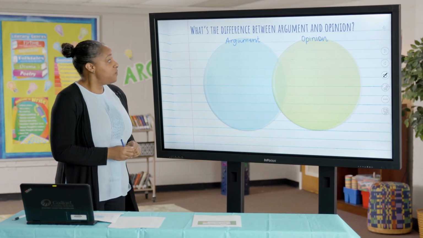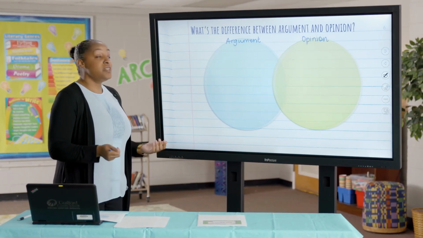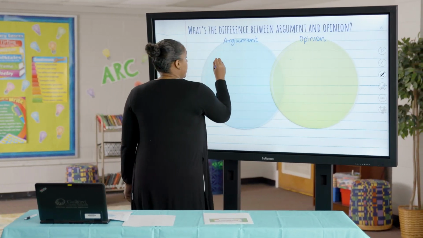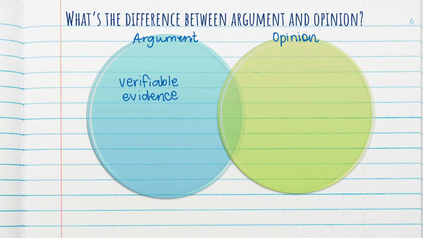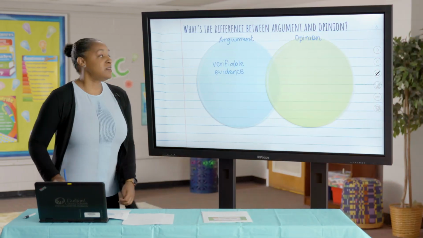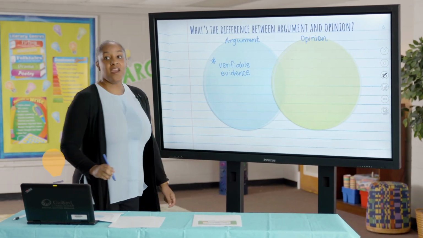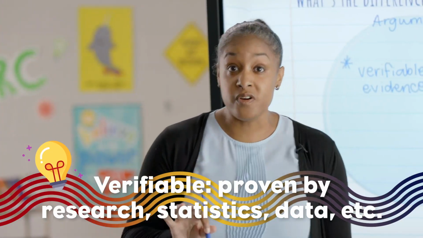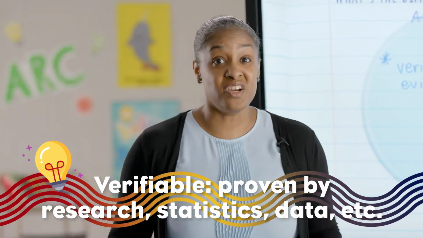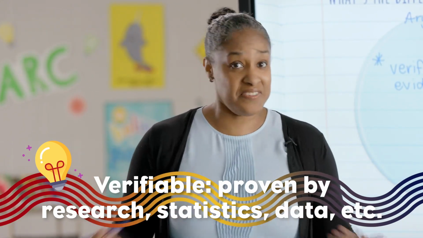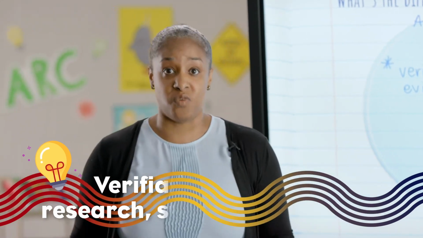Let's start with argument. So again, when we're thinking about argument, we're looking for verifiable evidence. Now, the key word here is verifiable. Verifiable is another word for proven. It can be proven by research, statistics, data, anything like that to make your case stronger.